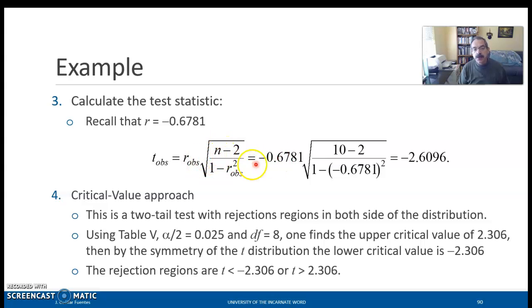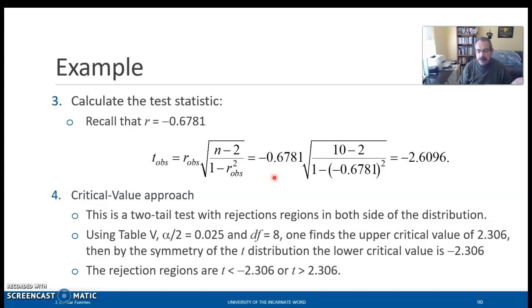Putting those numbers into the equation and carrying out the calculation, we find that the value of the test statistic is minus 2.6096.